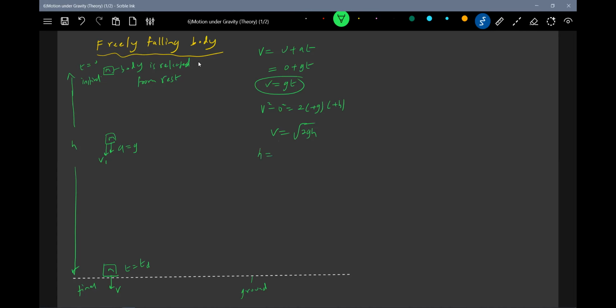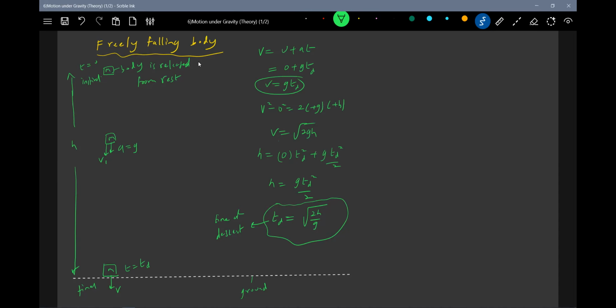Now let me use another formula, h equals u t_D plus half g t_D squared. Since u is 0, this becomes h equals half g t_D squared. So what is the time of descent? t_D equals root of 2h by g. This is the time of descent.